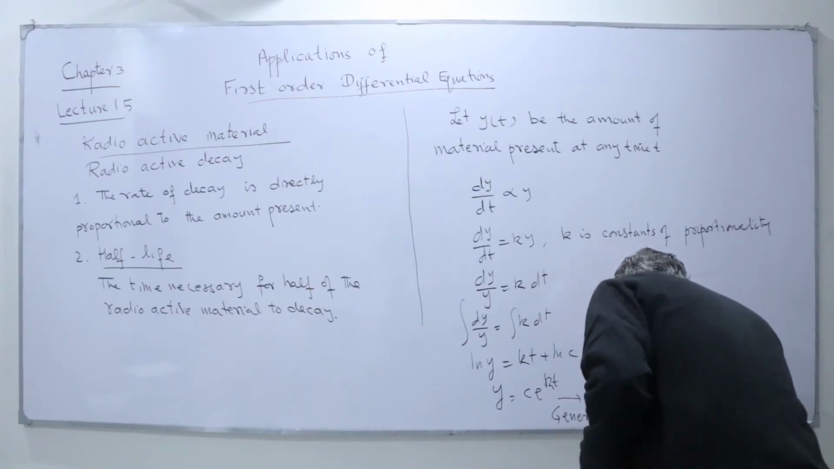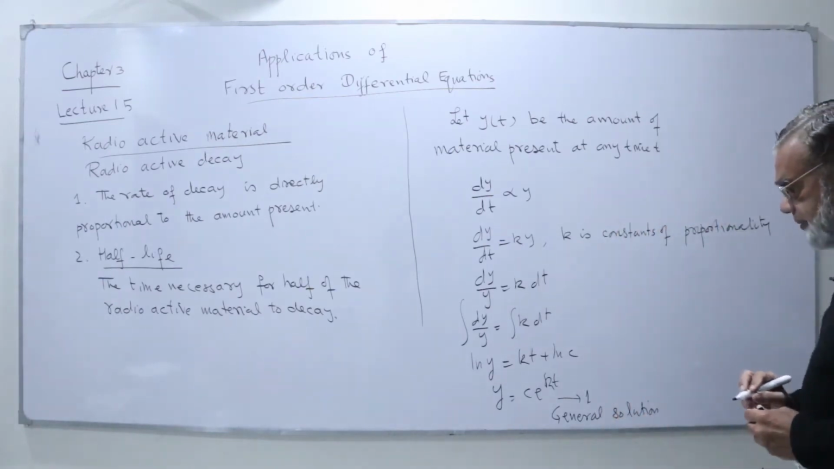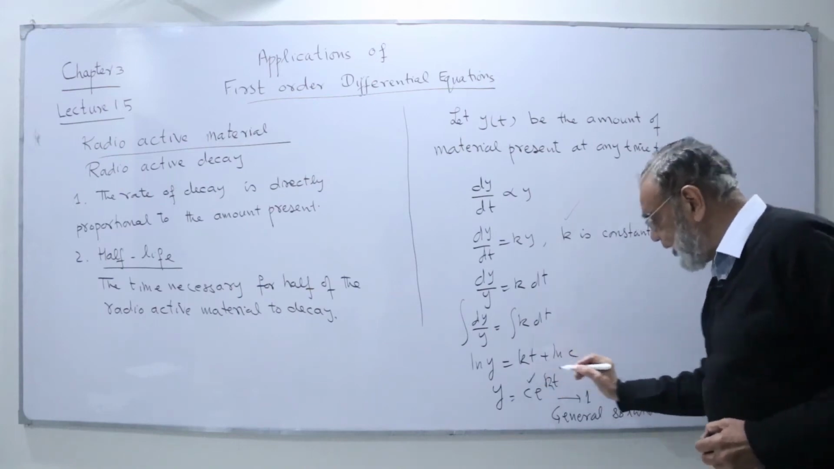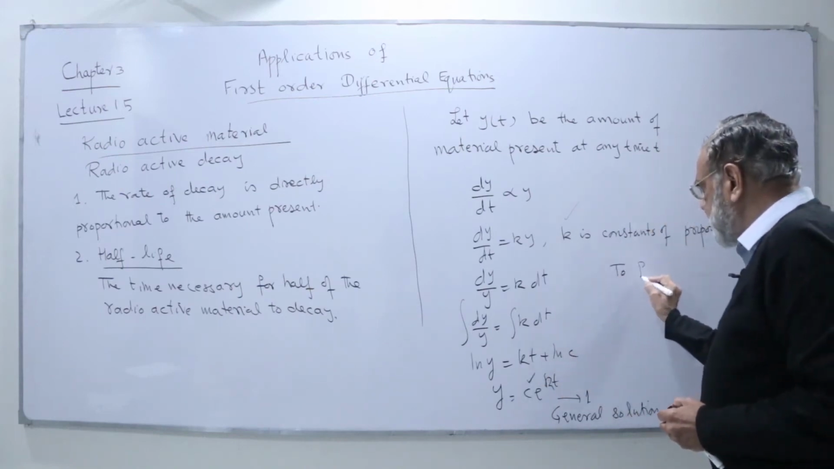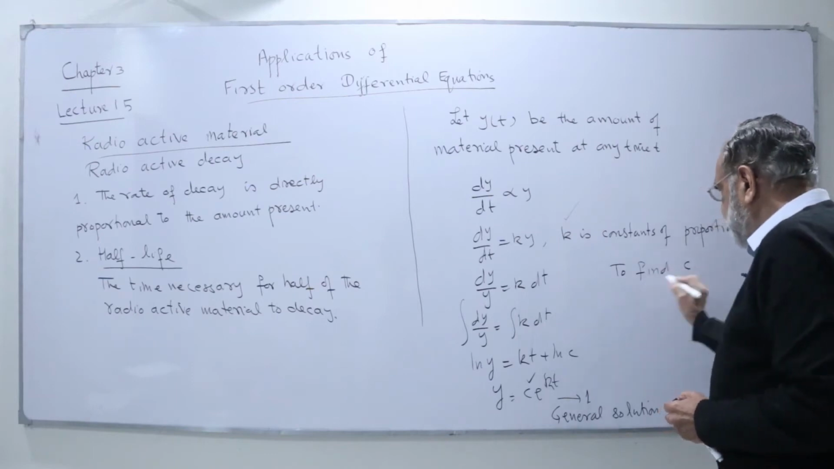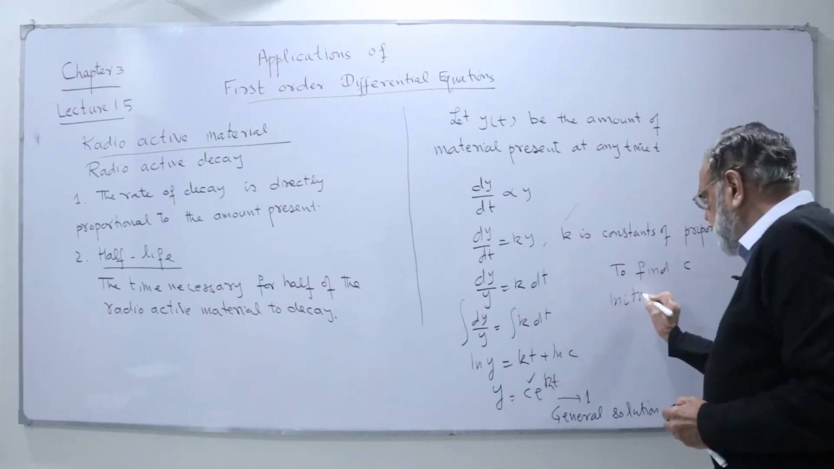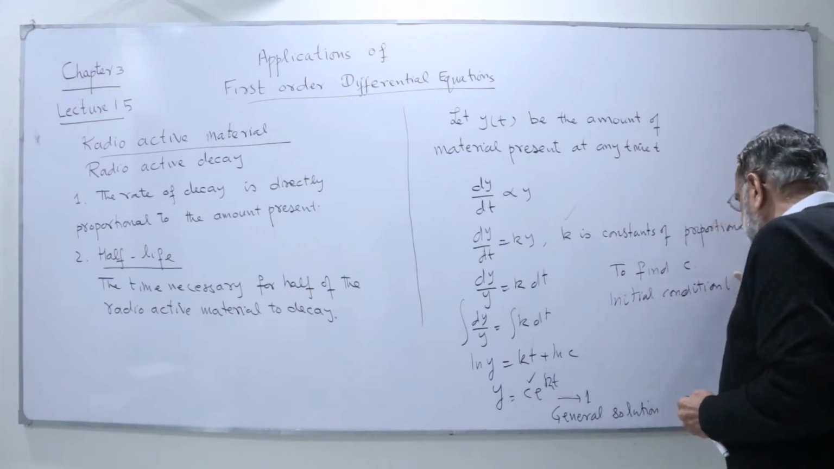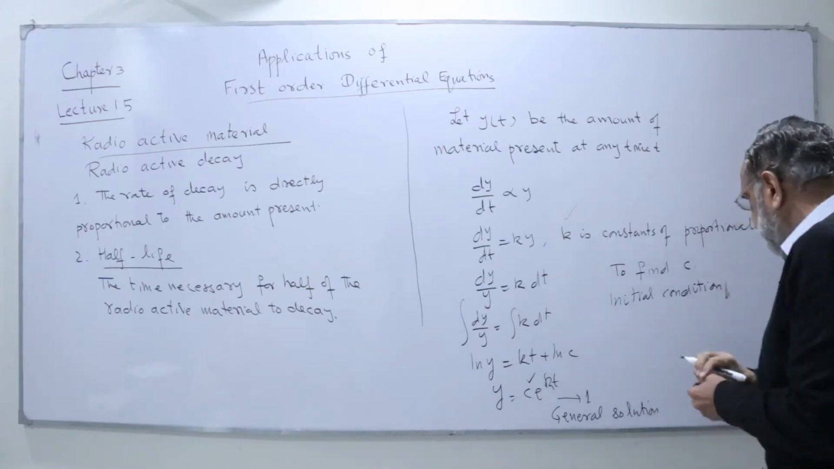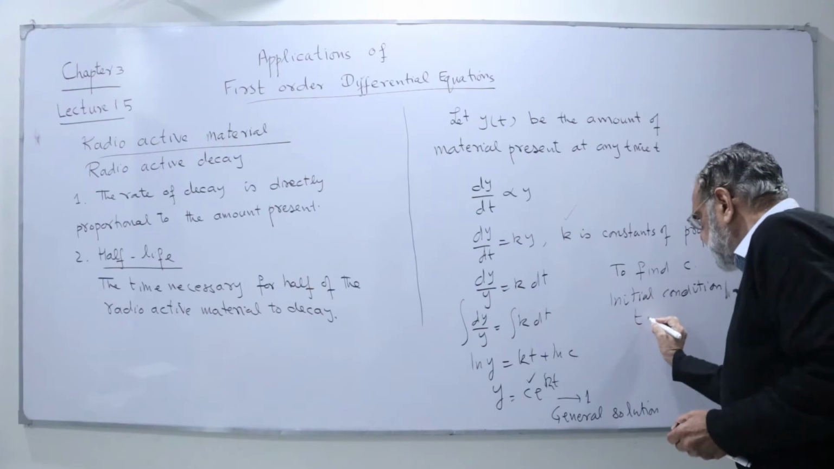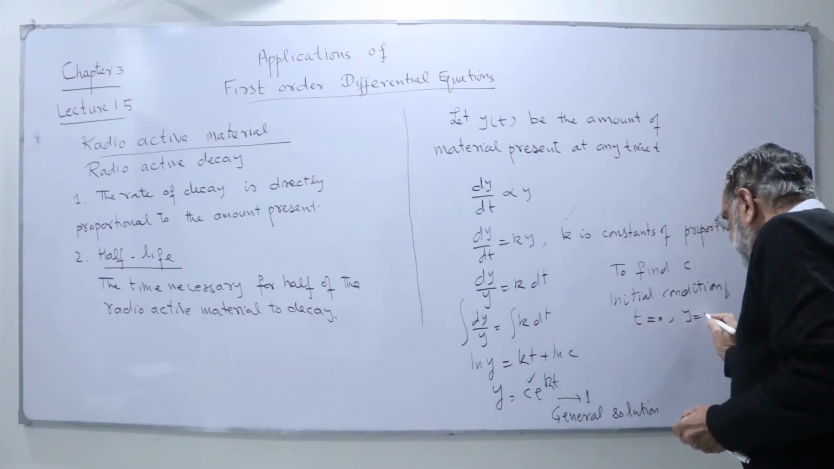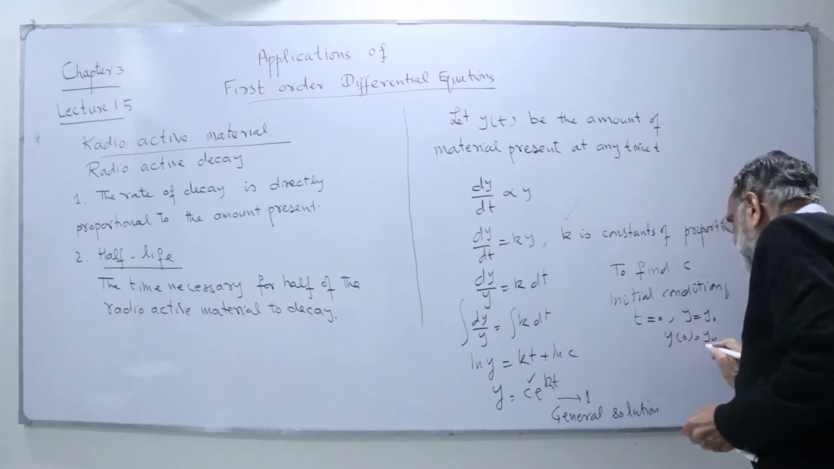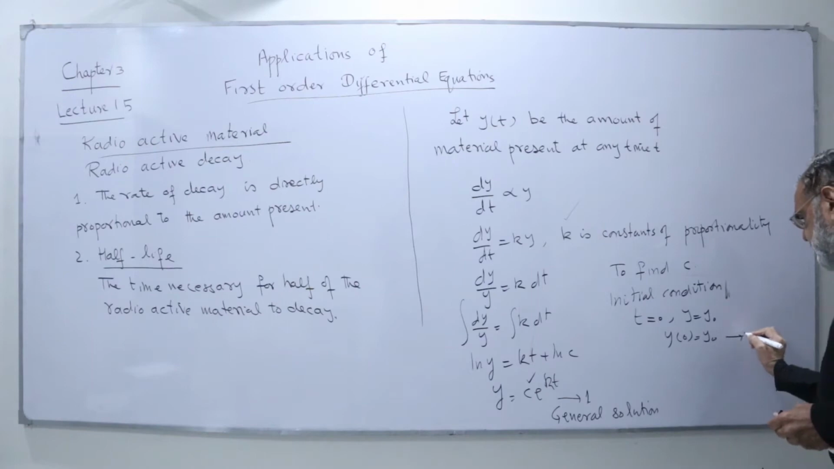So to find the complete solution, we need to find two values. We want to find k and we want to find c. To find c, we need a condition. We need an initial condition, and we are given the information that at t equal to 0, the amount present is y0. I would say y(0) = y0. This is number 2, the initial condition.